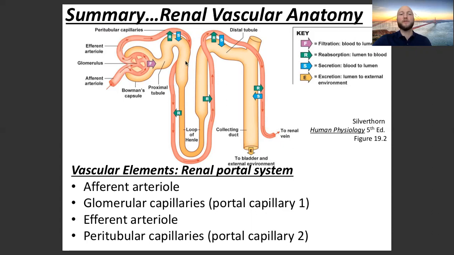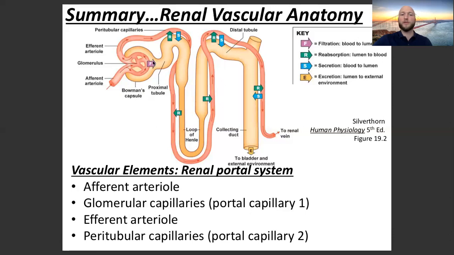Why is it called the peritubular capillaries? Well, because it's around the tubules. This kind of looks like a tube, right? So this is a unique part of our circulatory system because it's a portal system. A portal system is when you have two capillary beds within the same kind of pathway of your circulatory system. So we have our first capillary bed, which is the glomerulus. We have our second capillary bed, which is all around here, which is the peritubular capillary.